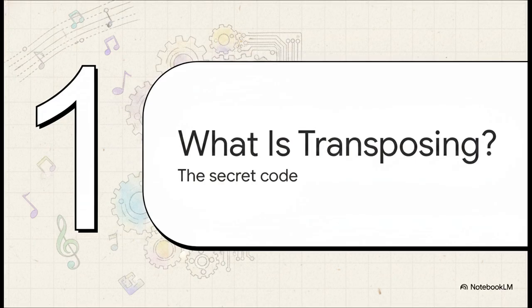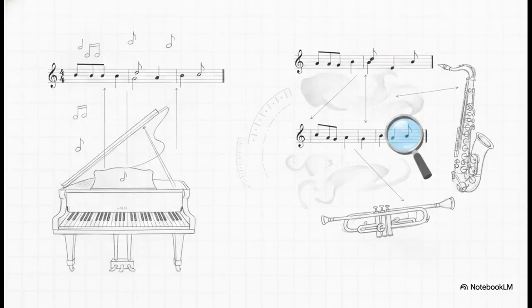Let's start with the foundational cipher you absolutely need to memorize. The most crucial thing to grasp here is that for these specific instruments, the sheet music is essentially written in a secret code that shifts the actual sound. It's not like a piano, right? On a piano, you press a C, you get a C. But these instruments have a built-in offset. What you see is quite literally not what you get.